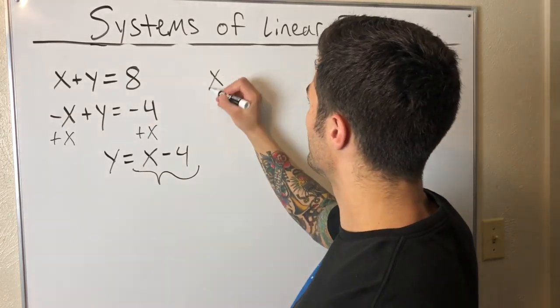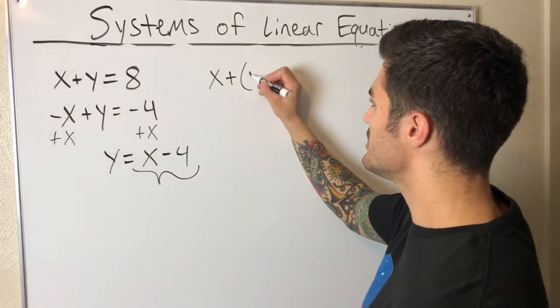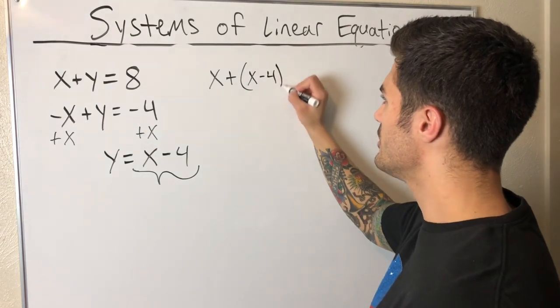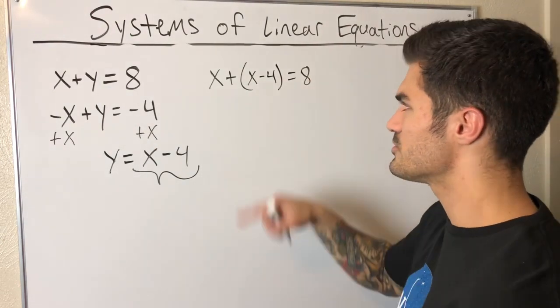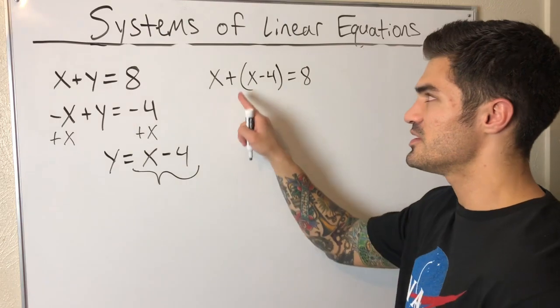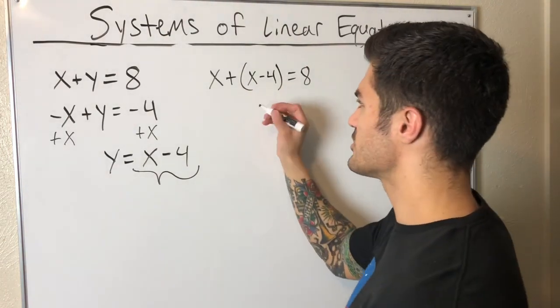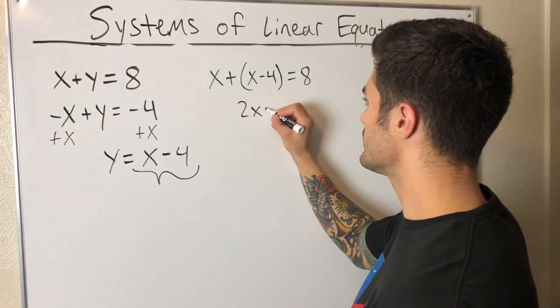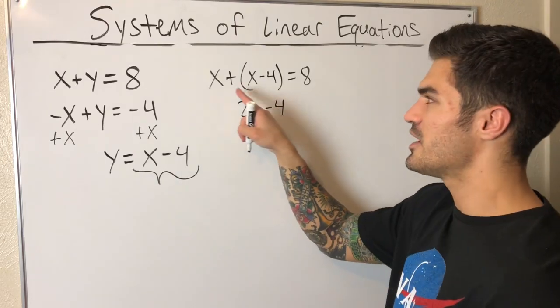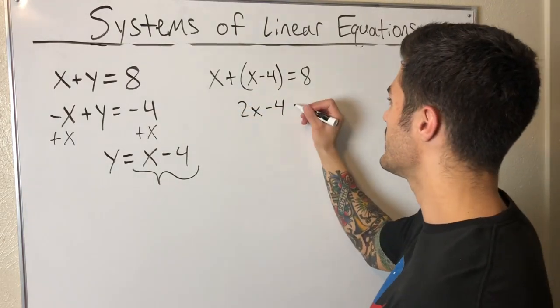So x plus, and I always put parentheses, even though sometimes you don't need them, but sometimes you do. So I just always put them. And again, I don't need them in this case since it's just addition and subtraction. So I have 2x minus 4. All I did was combine my like terms. x plus x is 2x.